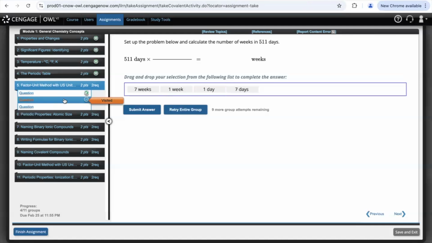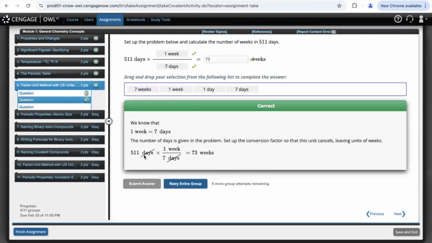We'll do this example where we're going from days to weeks. So I know I'm going to want days on the bottom, weeks on top. So in 1 week, there are 7 days, and then 511 divided by 7 is 73. All right. And so again, we're crossing off those units. We're left with the unit on top, which is our desired unit.